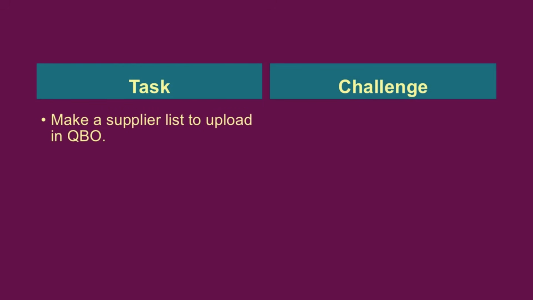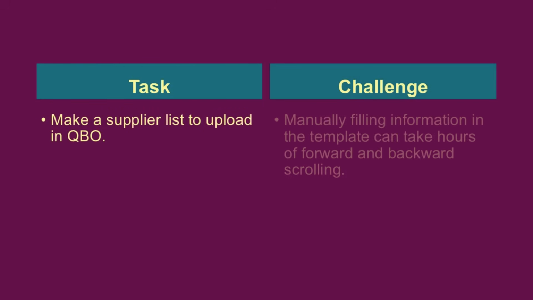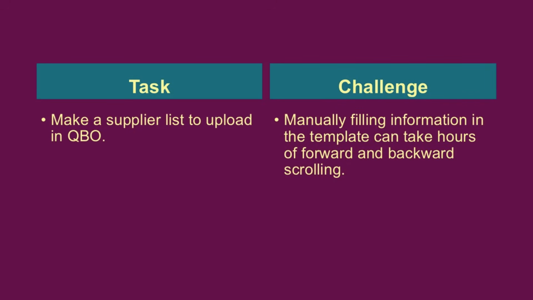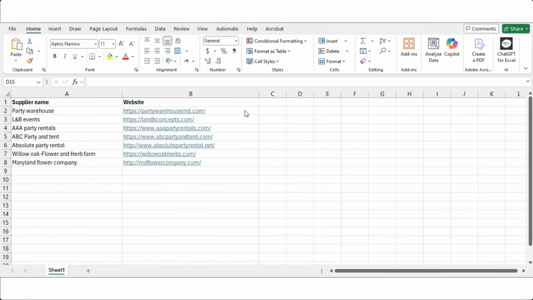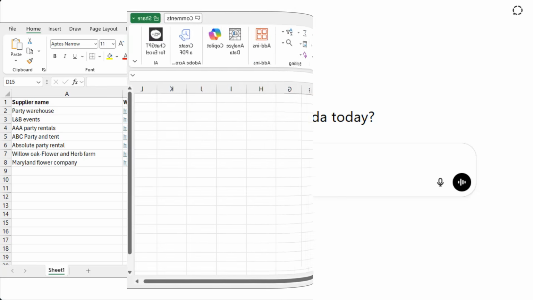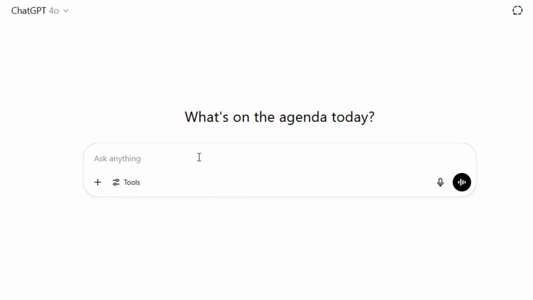Notice that the template has more than 10 columns. Filling in this information manually can take hours of forward and backward scrolling. Let's use AI to automate this step. Over here, Sarah has a name list of all the suppliers she has been working with since the inception of Maryland Events. The list contains the name and website. We will use this list as the basis for prompting AI.